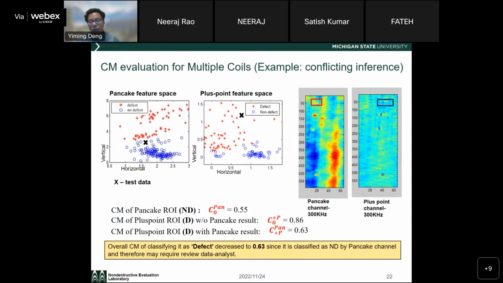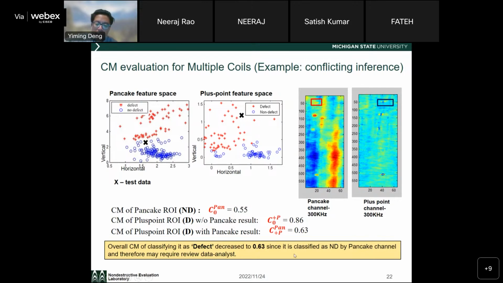So I have two types of sensors, the same type of defect. For pancake, this is what I get. For plus point, this is what I get, right? And you can see for pancake, for this particular sensing method, the new data is close to the decision boundary, while for the plus point, it's an easy decision. You can easily tell this from your quantitative measure. The CM for pancake is 55%, around 0.5. For plus point it is 86%. Easy decision.